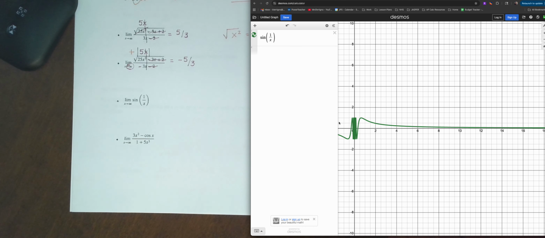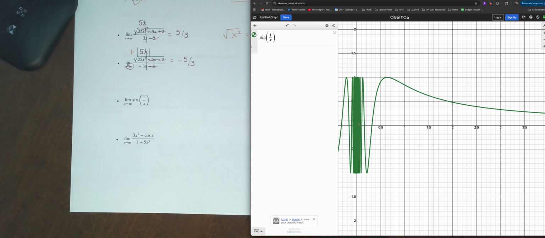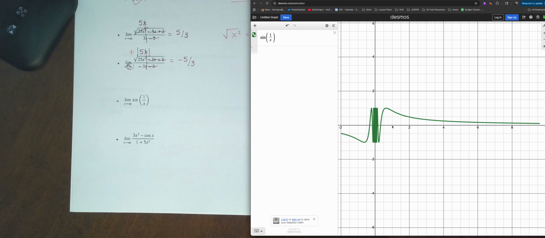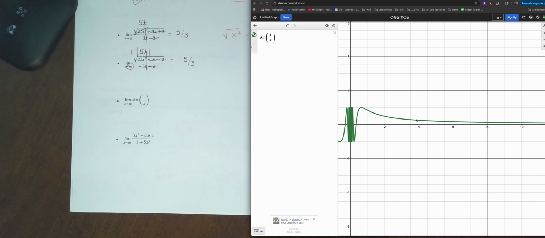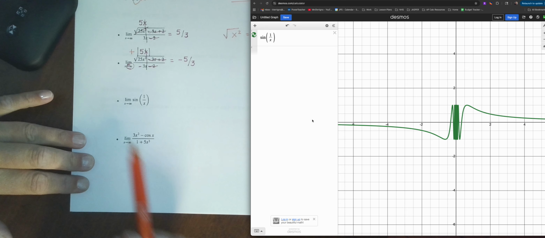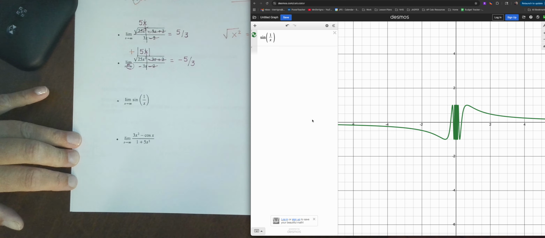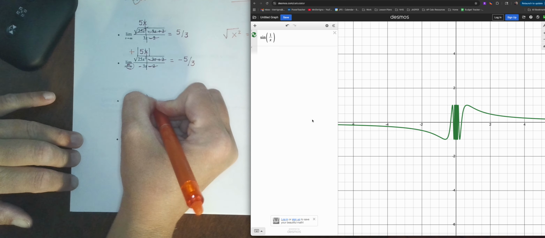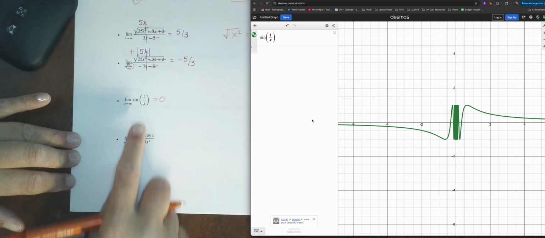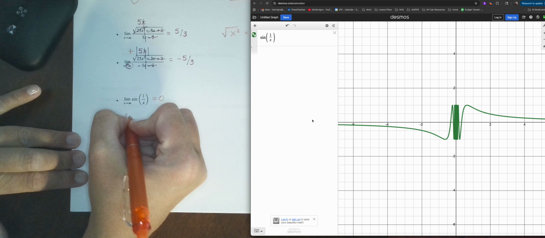Sine of 1 over x does this weird thing in the middle. Well, okay, sorry, starting too many thoughts at the same time. My limit as I'm heading out towards the outsides is definitely 0, right? This thing is approaching 0. And I don't know that there's a super mathematical way to know that from here. I think you would just have to look at it on a graph and say, I can see that this limit is approaching 0.